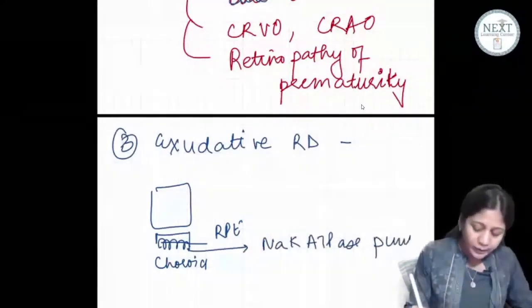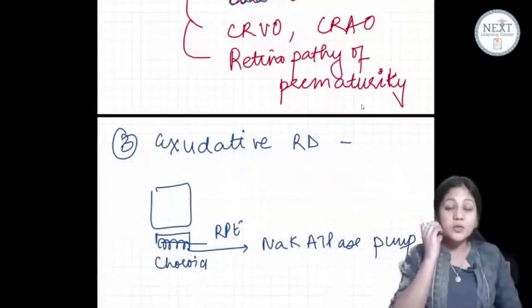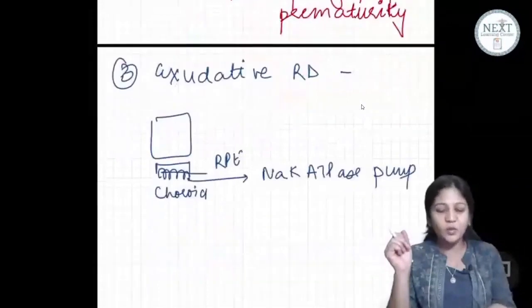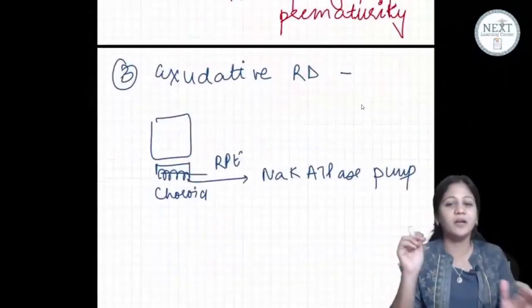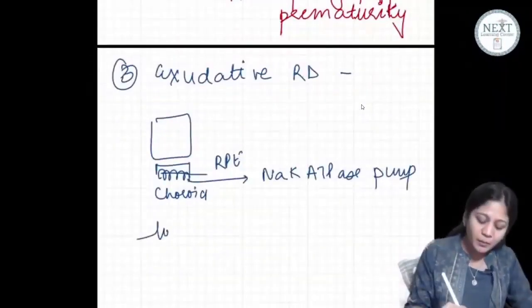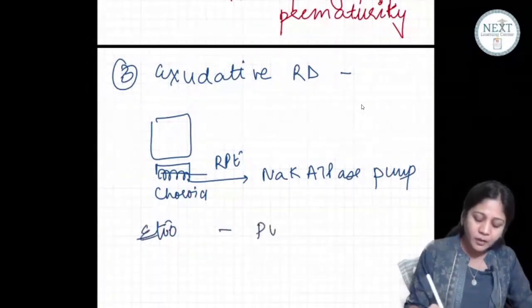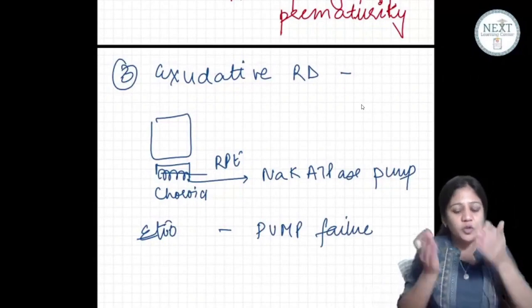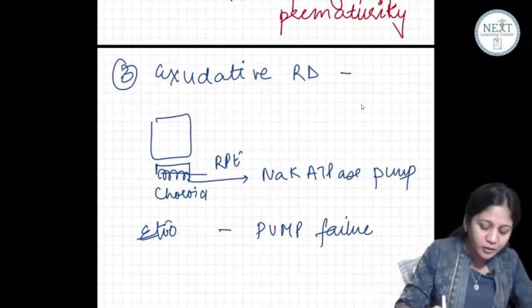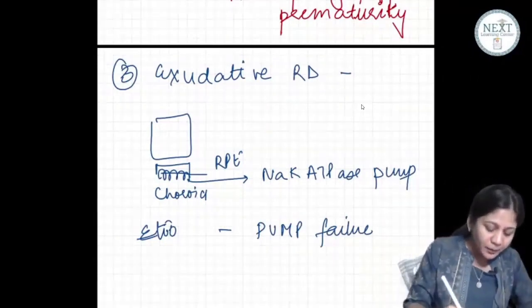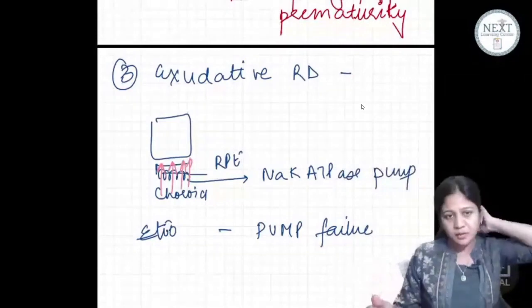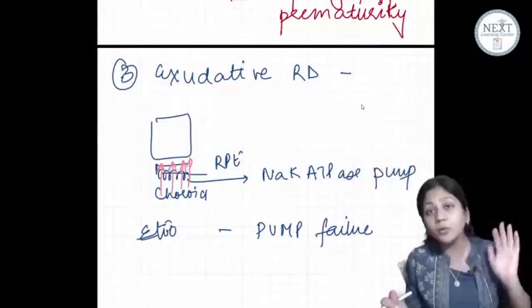Now what was the role there at cornea? It was keeping the cornea dehydrated. So here also, this pump is keeping retina dehydrated. Now suppose there is a pump failure. So what will happen? It will push the fluid towards the retina, isn't it? But this time the fluid comes from the choroidal side. Earlier the fluid was coming from the side of the vitreous. This time the fluid is coming from the choroidal side.